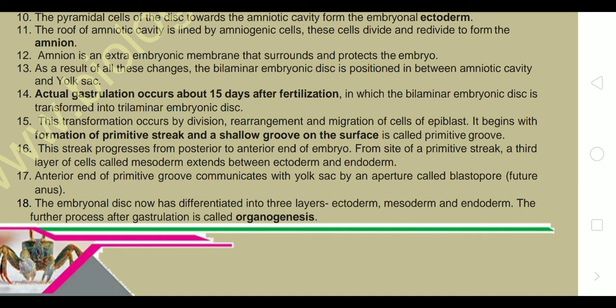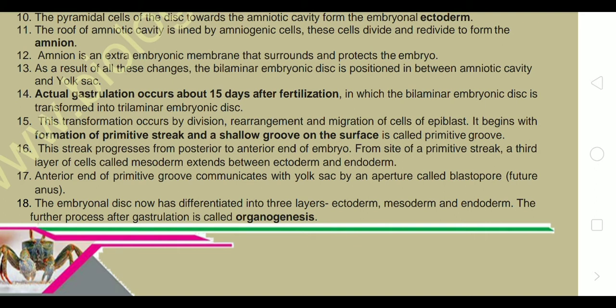Actual gastrulation occurs about 15 days after fertilization, in which the bilaminar embryonic disc is transformed into a trilaminar embryonic disc, that is with the three germ layers: ectoderm, endoderm, mesoderm. This transformation occurs by the division, rearrangement and migration of the cells of the epiblast.